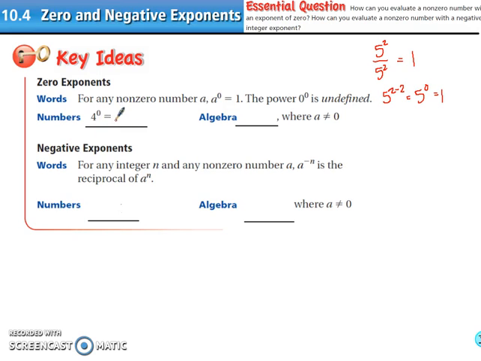Numerically, 4 to the power of 0 would simplify to 1, and algebraically, a to the power of 0 is equal to 1, so long as your a is non-zero.